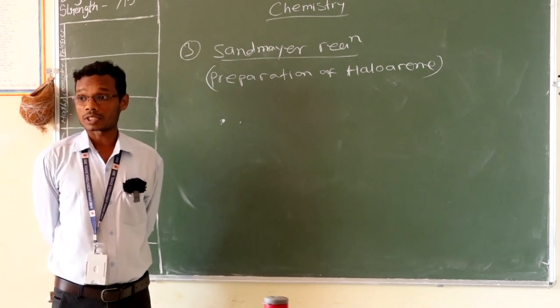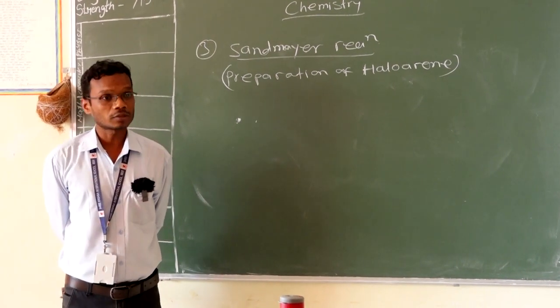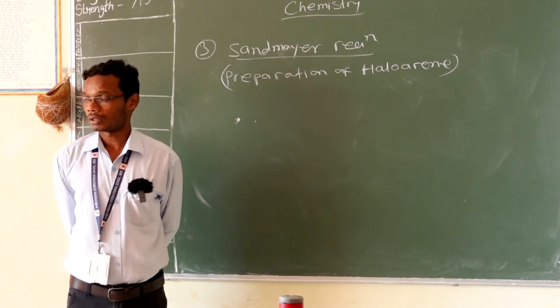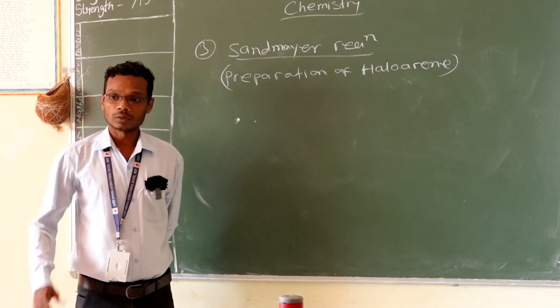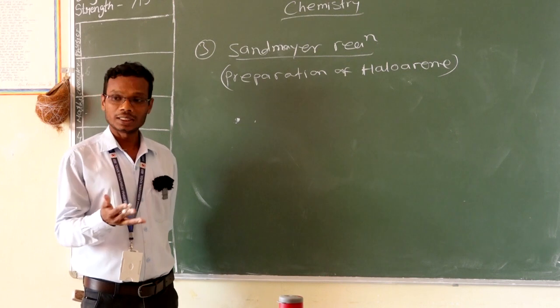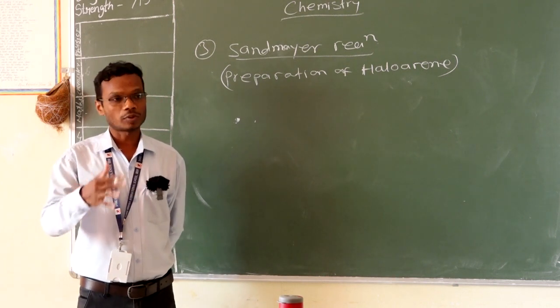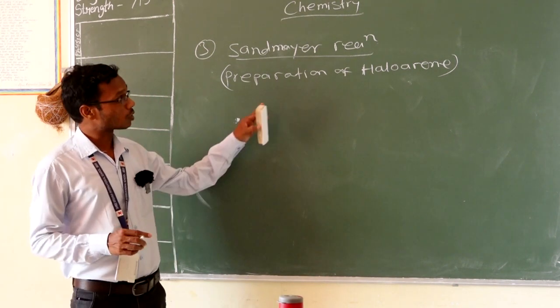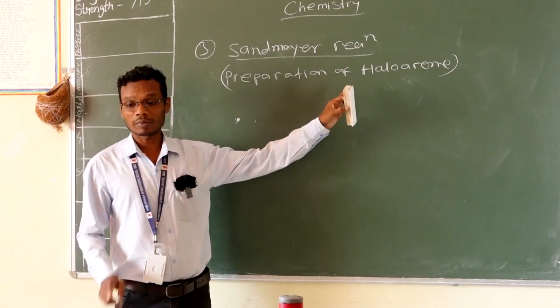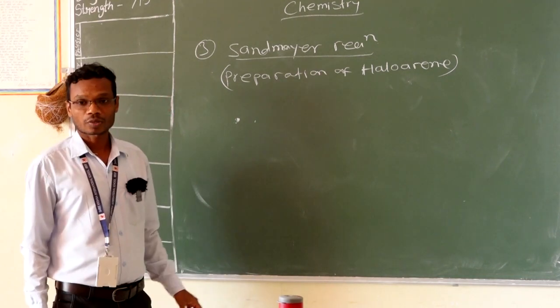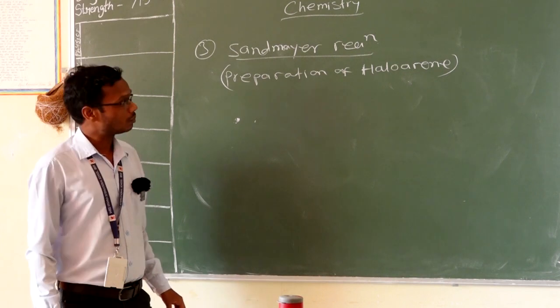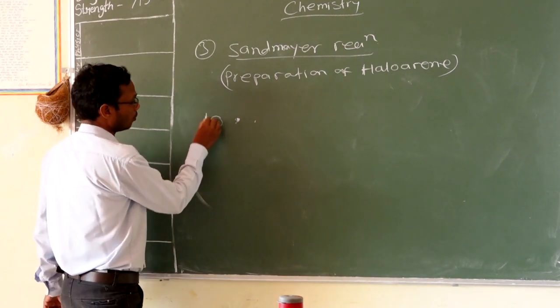Already we have studied the preparation of haloalkanes. The main preparation of haloalkanes is from alcohol. You know, alcohol reacts with PCl5, PCl3, SOCl2 like this to form haloalkane. But if you consider haloarenes, the important preparation is the Sandmeyer reaction. What is the Sandmeyer reaction?